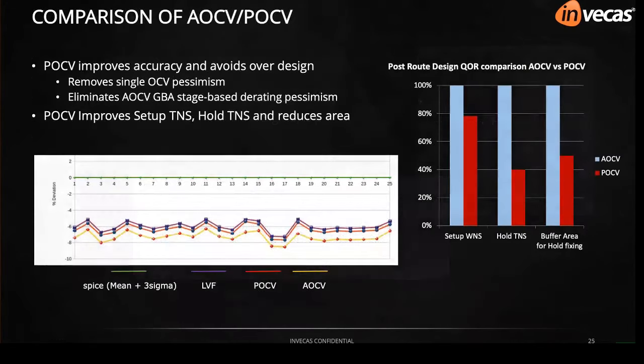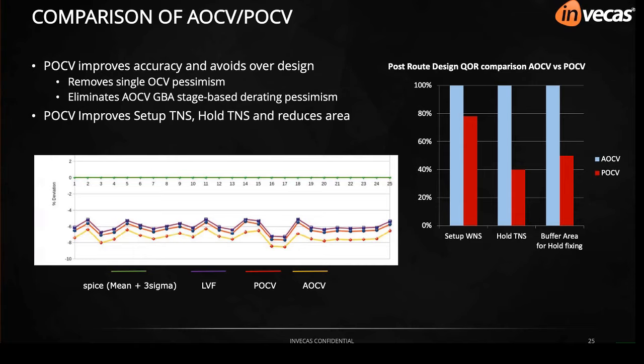We have generated a couple of comparison results between the AOCV timing analysis and POCV timing analysis for the same design, and the chart shows the total number of violations for setup and hold are much less compared to the AOCV methodology, because of which the total number of hold buffers added to the design is less, which in turn benefits area and power.